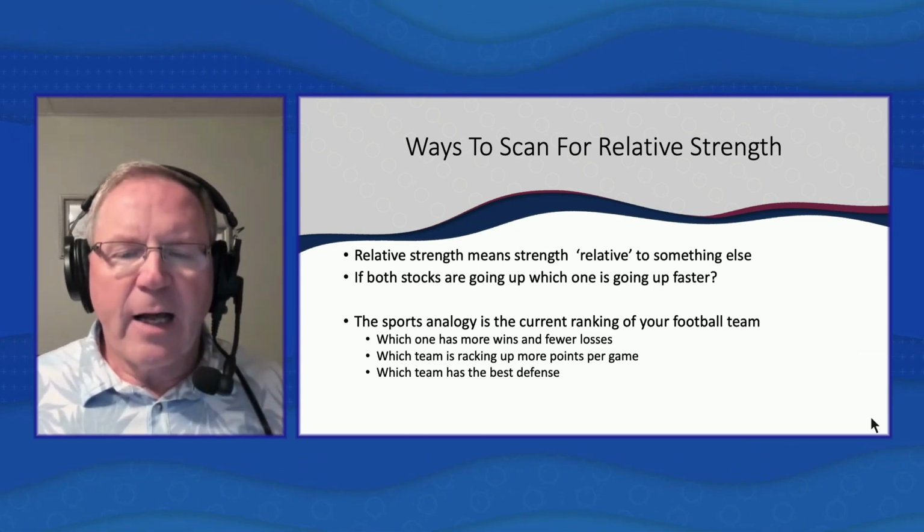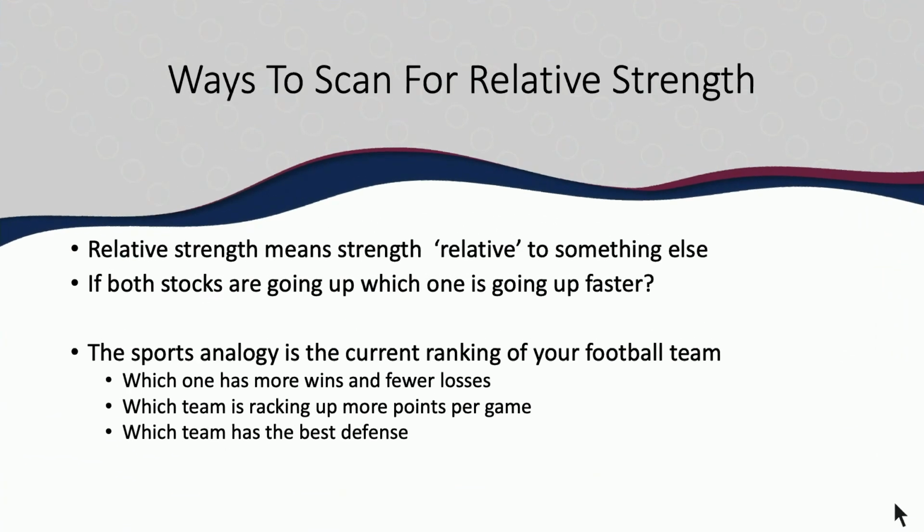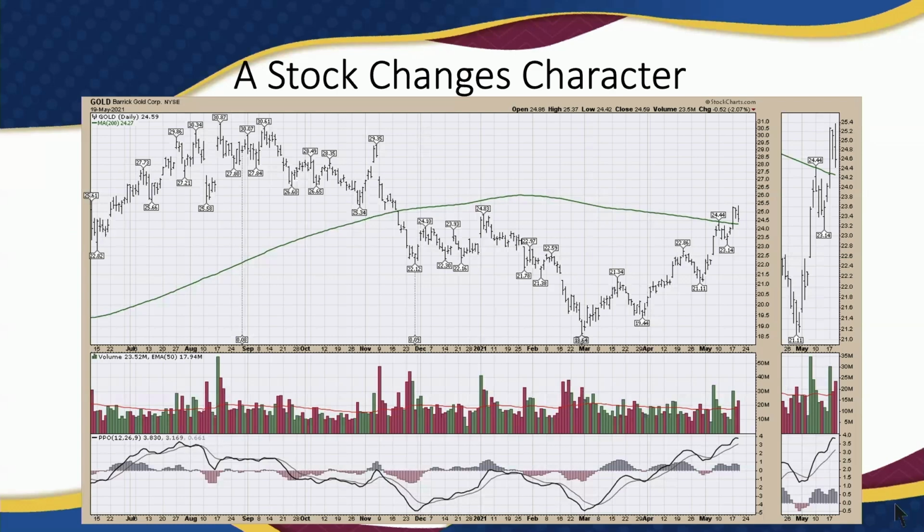The sports analogy is the current ranking of your football team in the standings list, and which one has more wins and fewer losses. That would be one way of ranking them. Well, which team is racking up more points per game is also important, even though they might not have won as many games, but that's still an important stat to keep track of. So we see different types of stats that you could use to try and scan the market, and we have the same thing that we would use in scanning other industries or other methodologies.